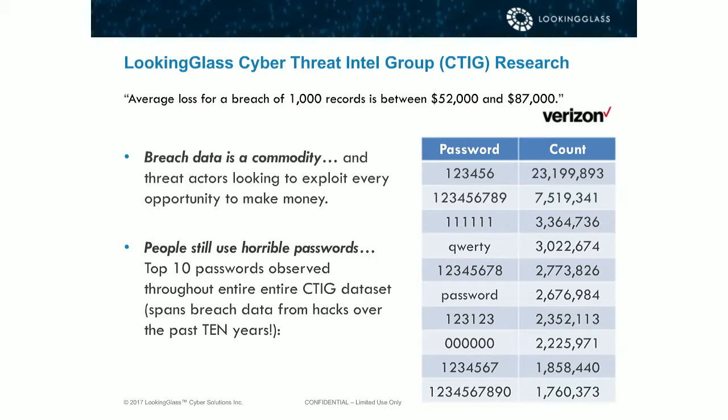What you see here is the result of Lookingglass's Cyber Threat Intelligence Group analysis of breach data from hacks that they've collected from the last 10 plus years. So the CTI group uses automated and ad hoc methodologies to collect this data from a variety of dump and post sites, social media, and dark web and deep web sources, including IRC channels. So what they've done is they've analyzed the most used passwords in their repository, again, 10 plus years worth of data. As you can see, these are very weak passwords.